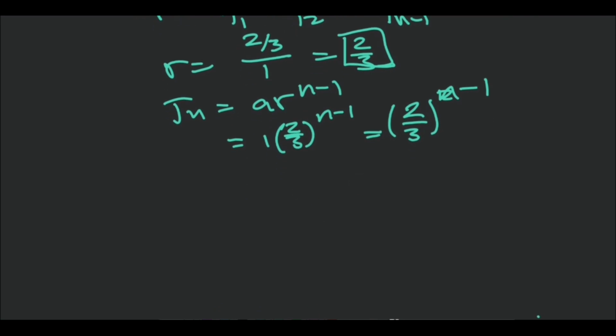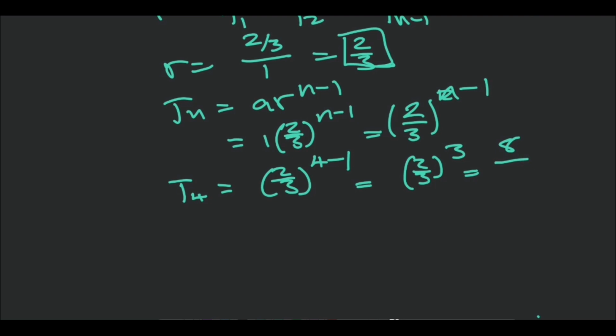So now let's find T4, because we're given T1 up to T3. Our T4 is equal to 2 over 3 to the power 4 minus 1, since the value of n is 4. This simplifies to 2 over 3 to the power 3, and that simplifies further to 8 over 27.